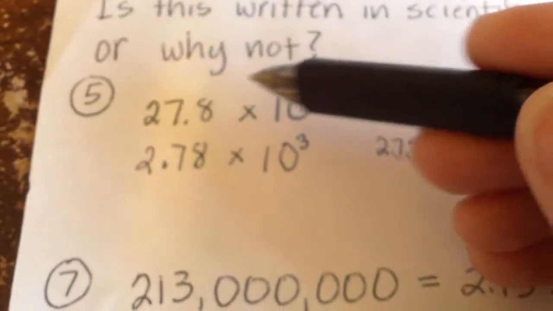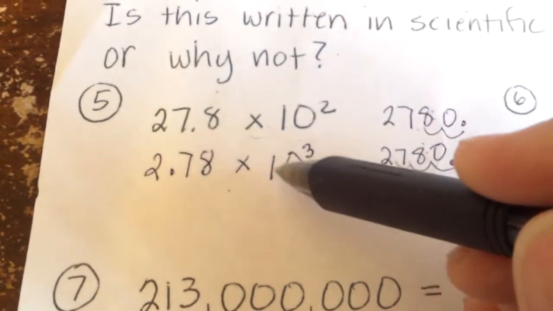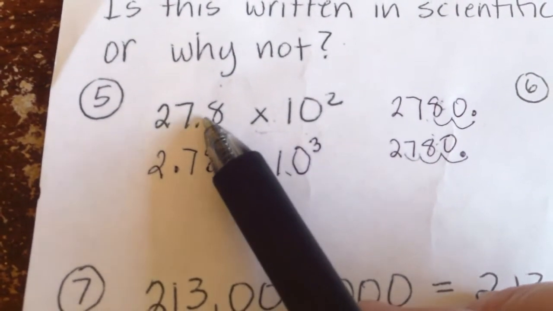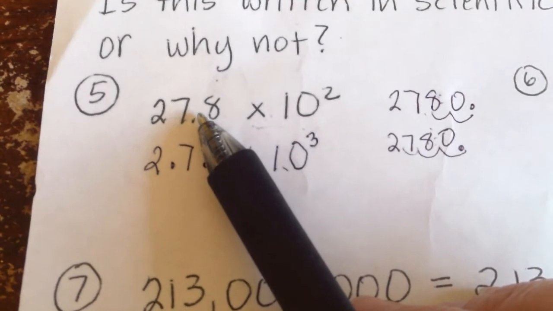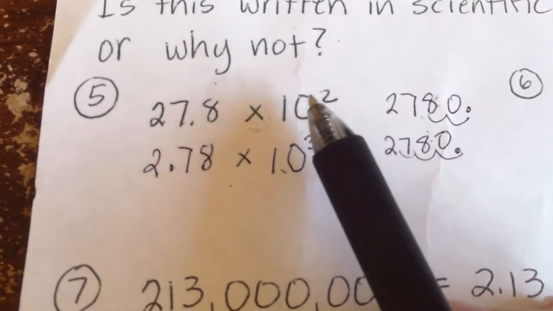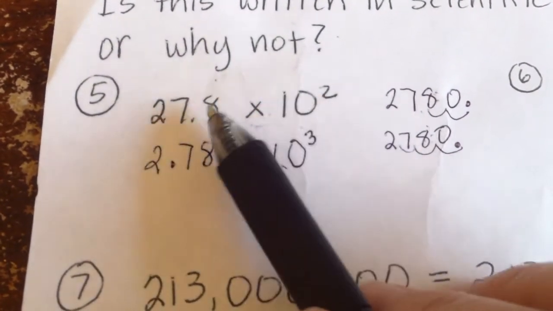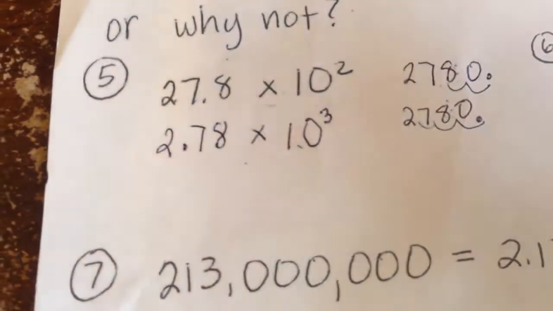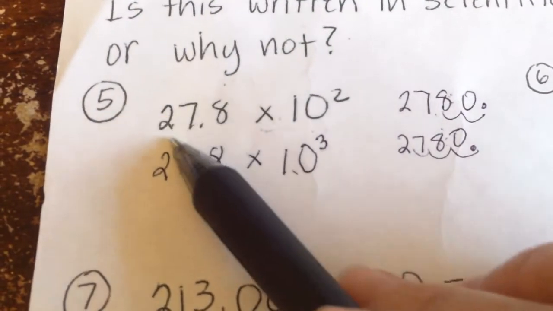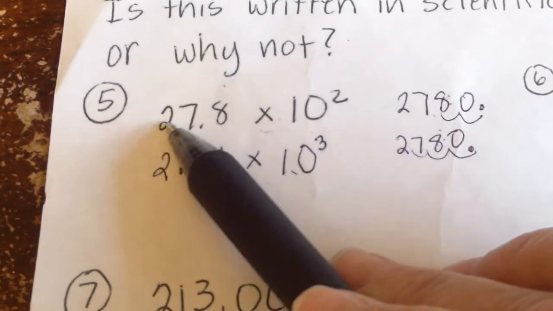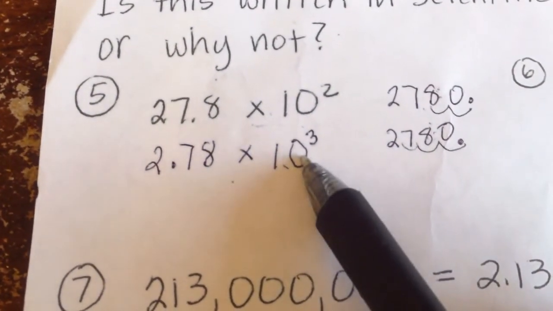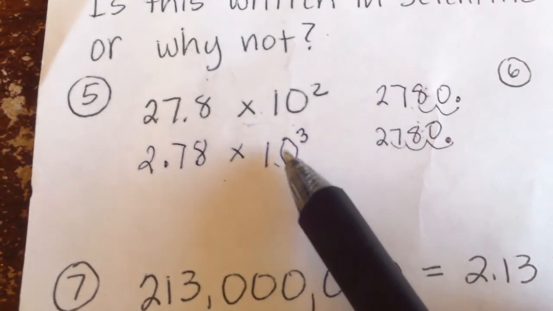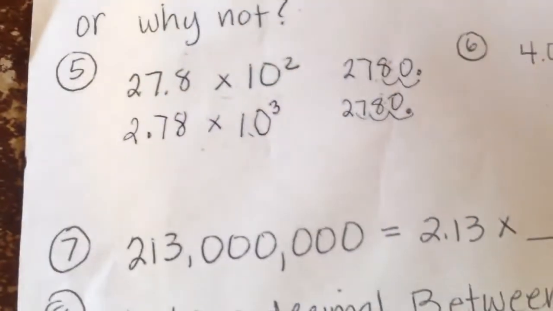These should be equal because these are equal. All I did was change this to a number that's greater than 1 and less than 10, and at the same time I adjusted my exponent accordingly so that this number is equal to this number. So I didn't change the value of the number. These are still equal to one another. I just changed the form, the way that it's written. I changed it to scientific notation.